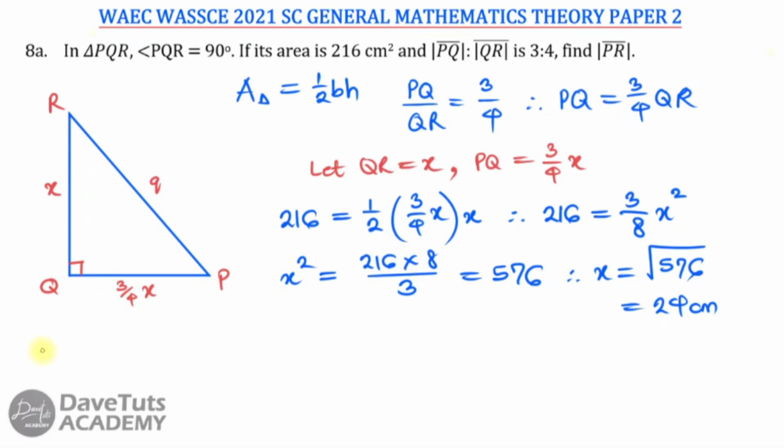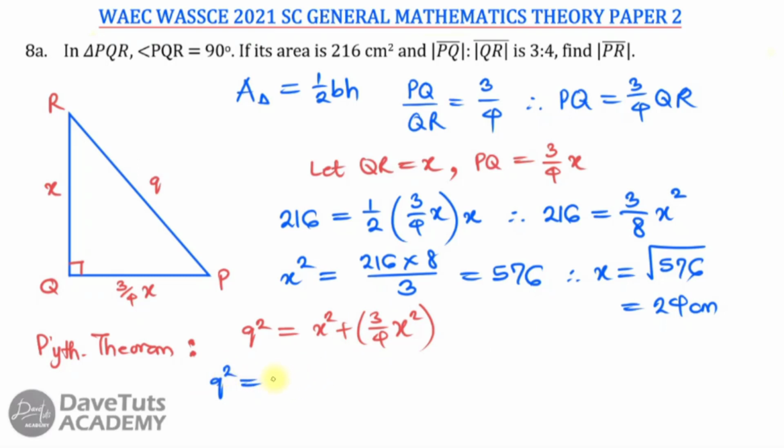Okay, let me just move my work area to create more space. Having gotten this, you can make use of the Pythagoras theorem to help us evaluate the value of q, which is PR, that we are looking for. And Pythagoras theorem is telling us from this triangle that q squared is equal to x squared plus (3/4 x) squared. That means that q squared will be x squared, which is 24 raised to the power 2, plus 3/4 times 24 raised to the power 2.